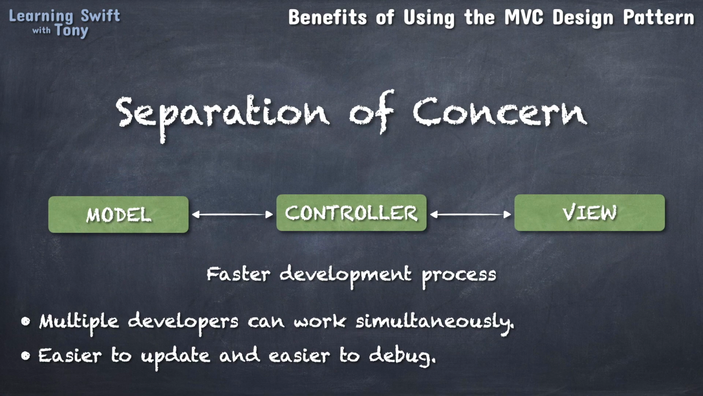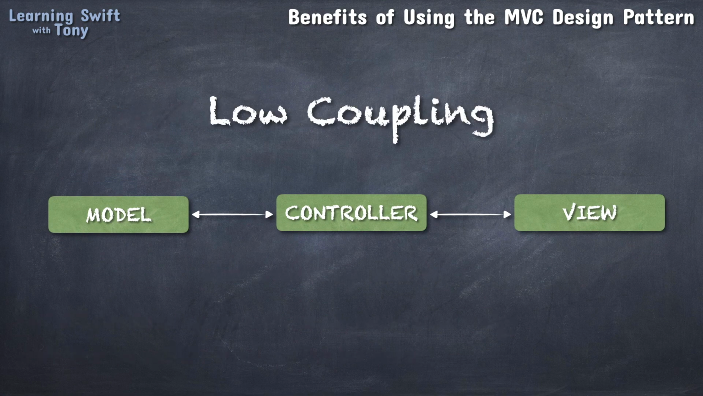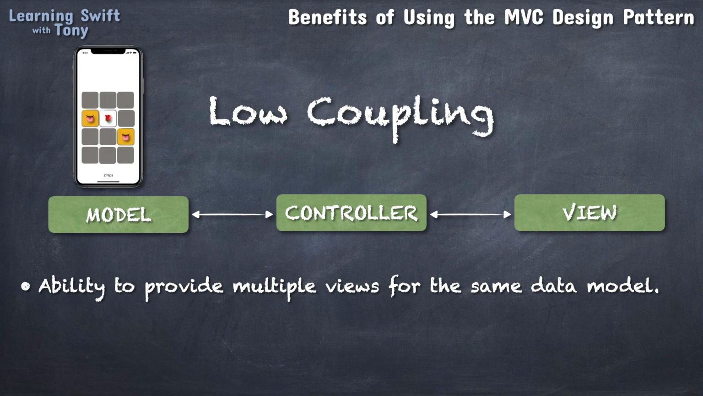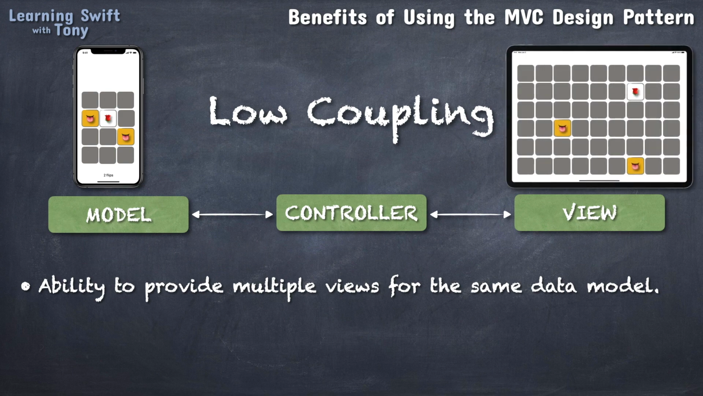Another benefit of MVC design is low coupling. Low coupling ensures ease in making changes and adapting the software project to new requirements. First of all, low coupling gives the ability to provide multiple views for the same data model. That's right. Once the data model is designed to be completely independent from the user interface, we could easily apply it to different views. For example, our match-match game designed with an iPhone in mind with only 12 cards can be easily translated to run on an iPad having 54 cards without making any kind of code changes in the model. Now that's pretty cool.